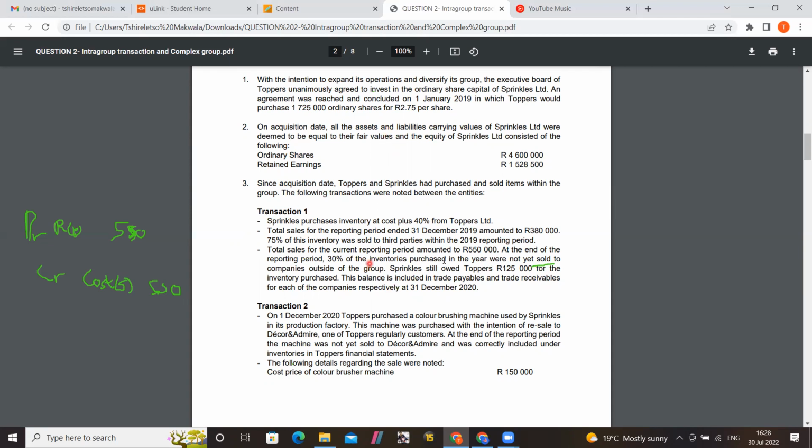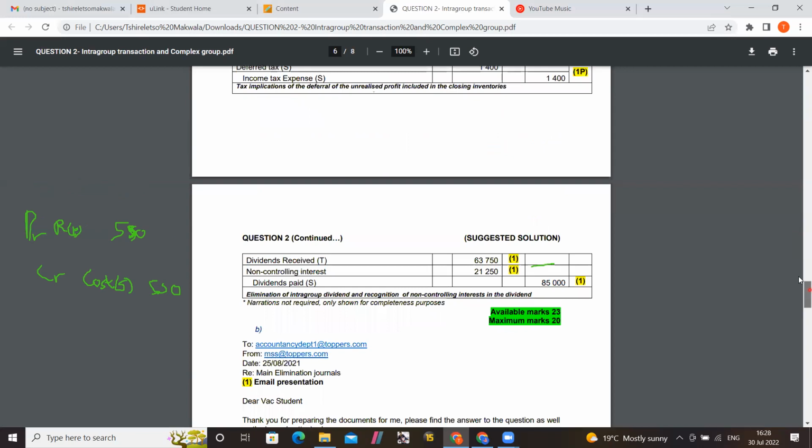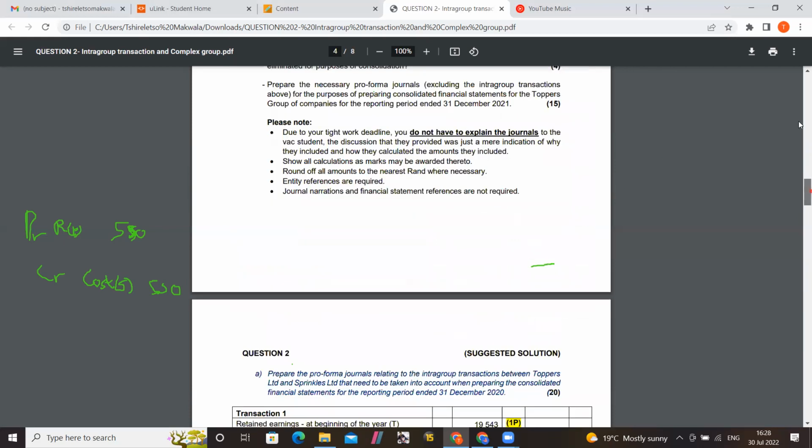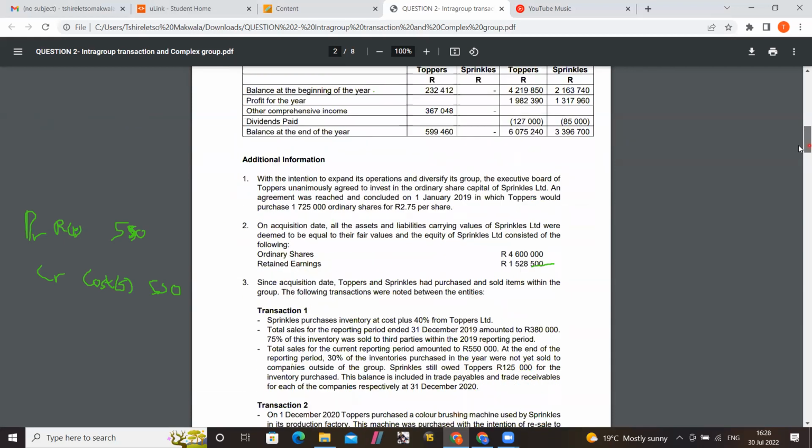Because essentially what you have is this 125,000 as a receivable for Topper and as a payable for Sparkles. So what you have to do is remove that receivable from Topper by crediting it, and then debit the payable. And that's what they did here, right? They debit the payable. That's what they did there.